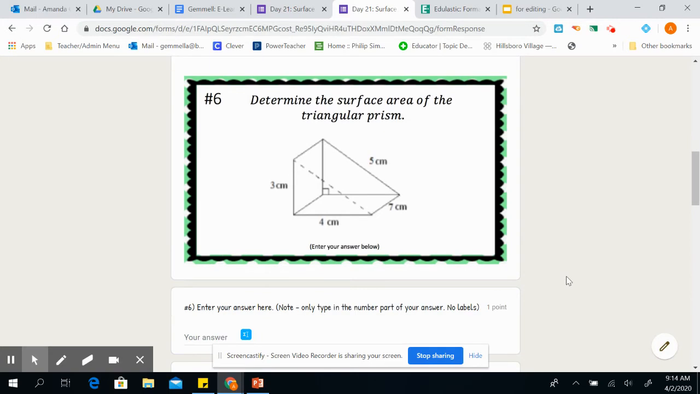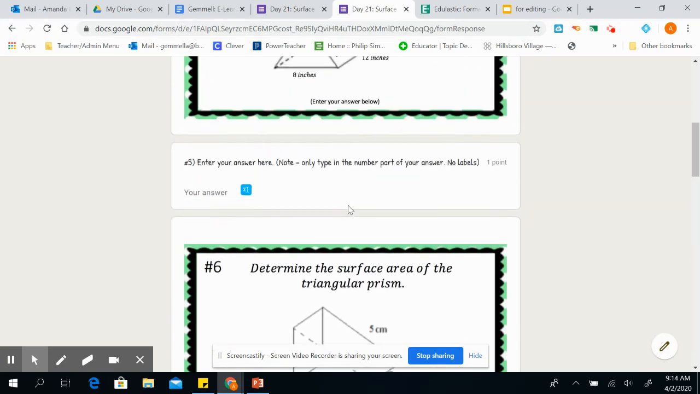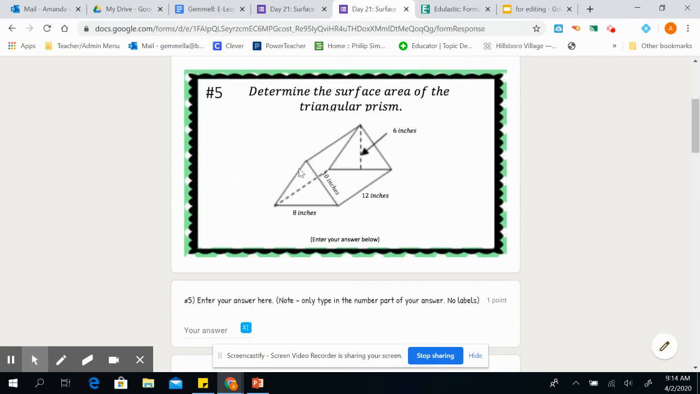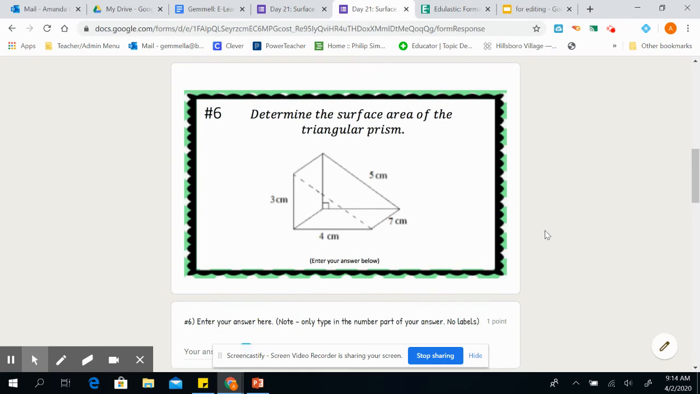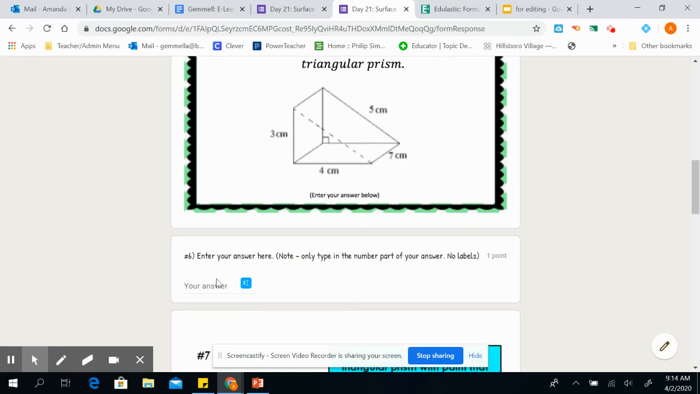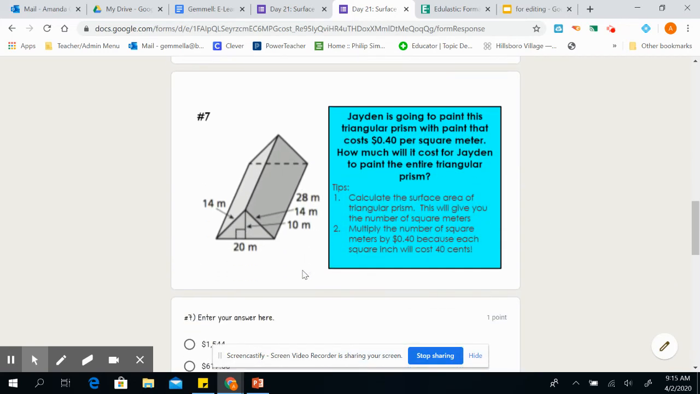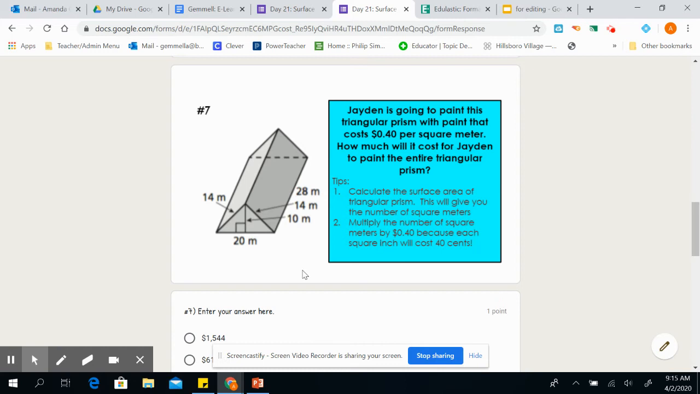Okay, and then the second one, very similar, but this time you have a right triangle. This one was an isosceles triangle. This one has a right triangle. So calculate the surface area of the triangular prism. Type your answer using only the number. Do not put centimeters or square centimeters, anything like that. Just put the number. Okay, question 7, you have a word problem.